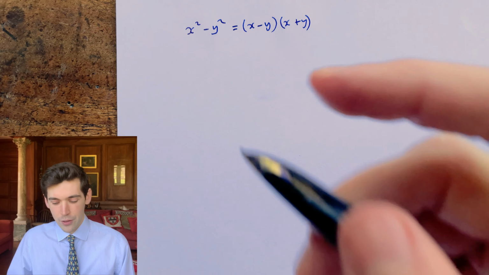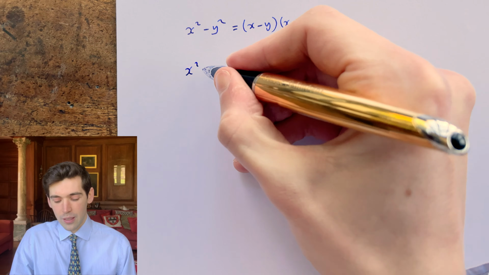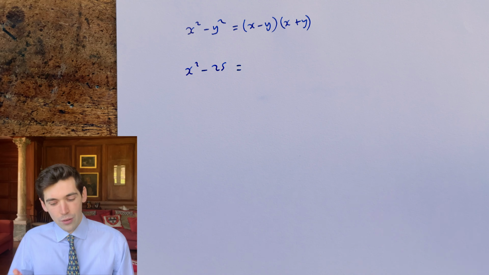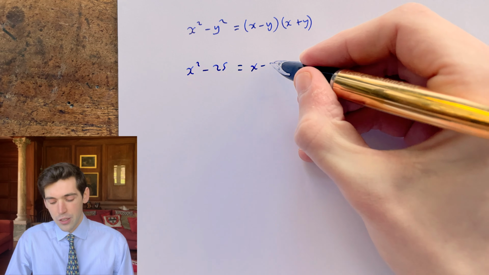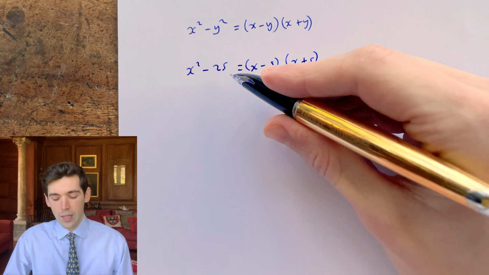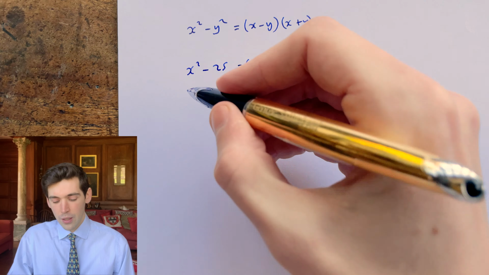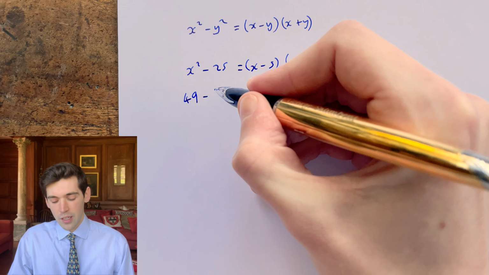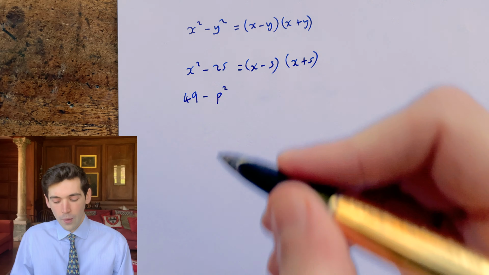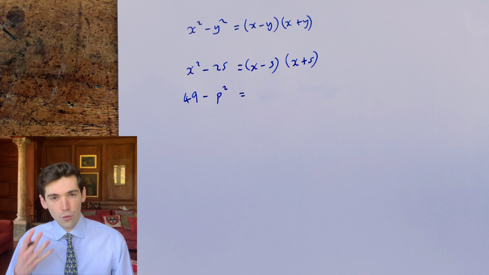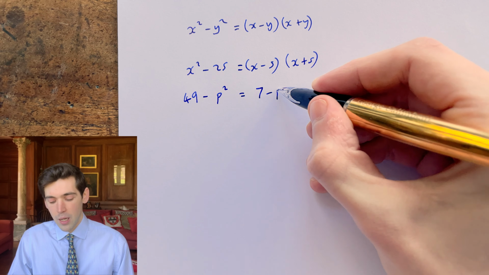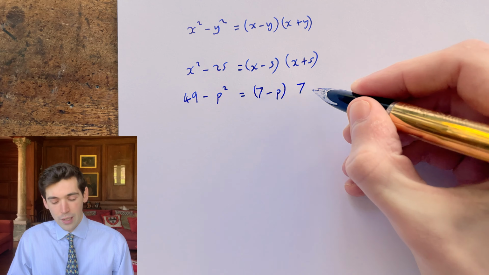Now, to apply this, you might have something like x squared minus 25, in which case you just write (x minus 5)(x plus 5), because 5 squared equals 25. It could be the other way around, where you have something like 49 subtract p squared. And then you have to recognize that 49 is 7 squared, so this is (7 minus p)(7 plus p).